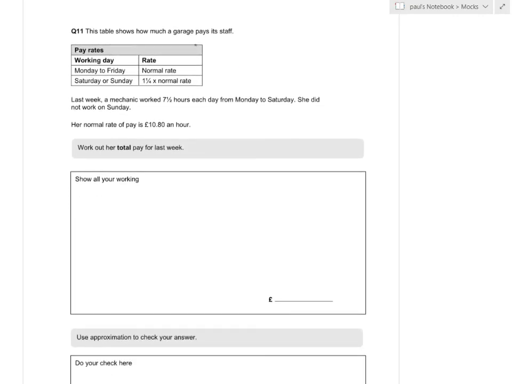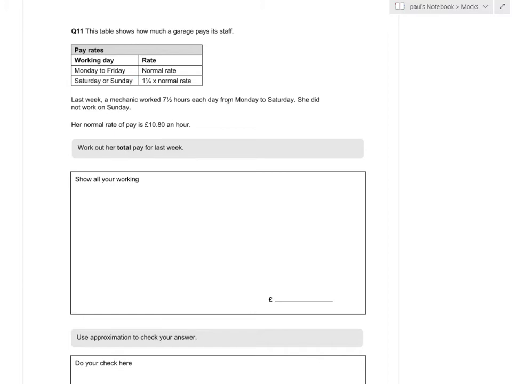The table shows how much a garage pays its staff. Monday to Friday, normal rate. Saturday or Sunday, 1 1/4. Last week, a mechanic worked 7.5 hours each day from Monday to Saturday. She did not work on Sunday. Her normal rate is £10.80.